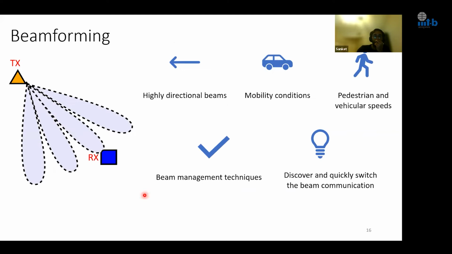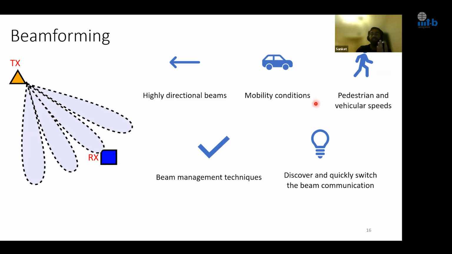So this is a transmitter and this is a receiver, and there are different beams. If the beams are very highly directional, this user will receive signal only from this transmitter, and since this transmitter is transmitting only in this specific direction, this receiver will experience interference only from this direction and not from the other directions. So essentially, beamforming helps to improve the signal quality, and at the same time it reduces the interference. But obviously, this beamforming should be robust to the mobility condition, as I said earlier.